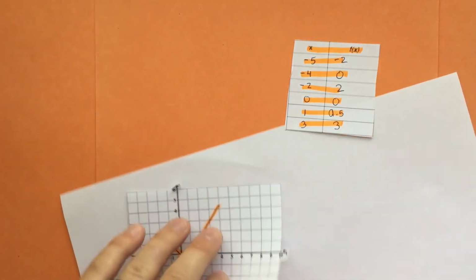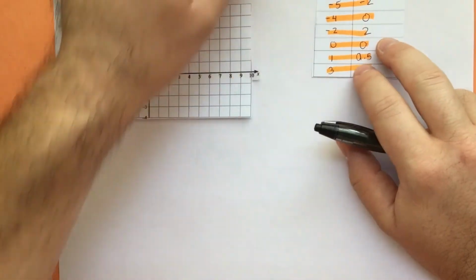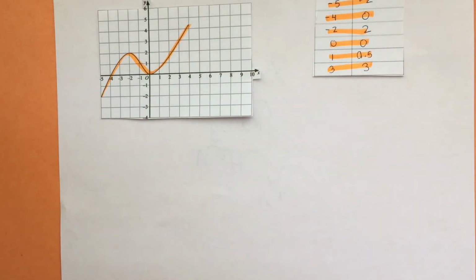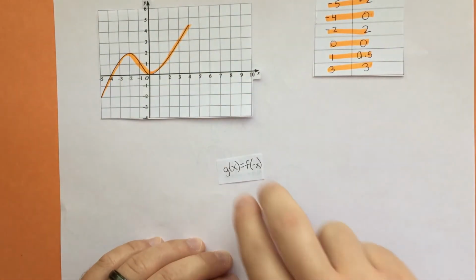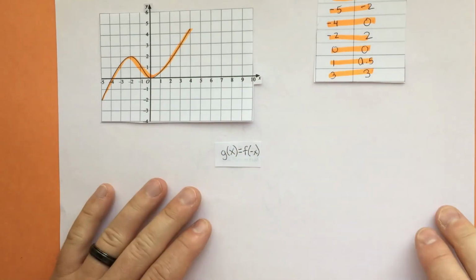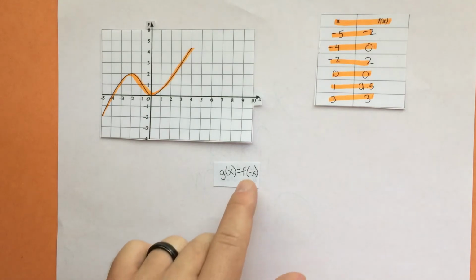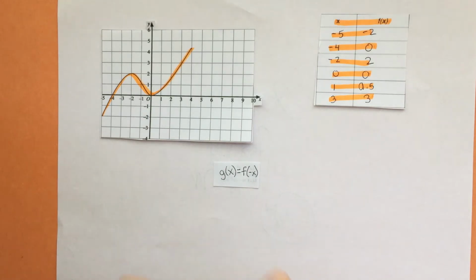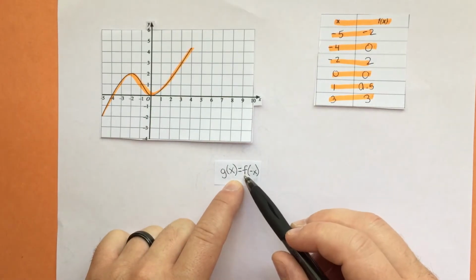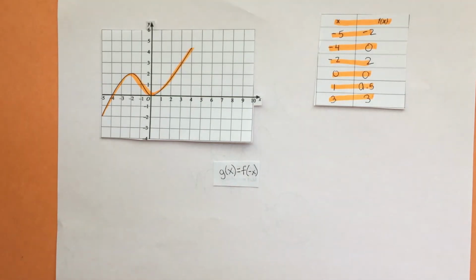Well, with f of x, I'm going to use a different representation first. I'm going to use an equation for g of x. So g of x is negative f of negative x. That's different. It's not negative f of x, it's f of negative x. So what's that going to look like?